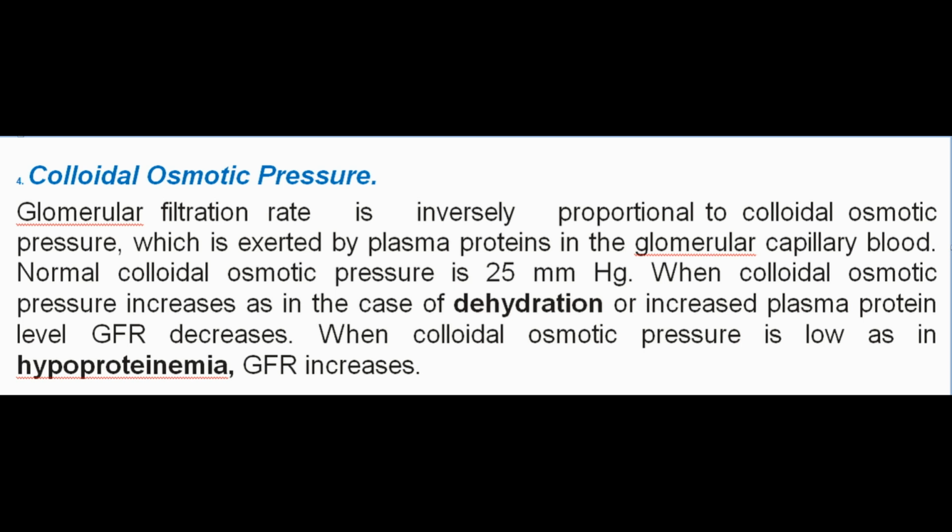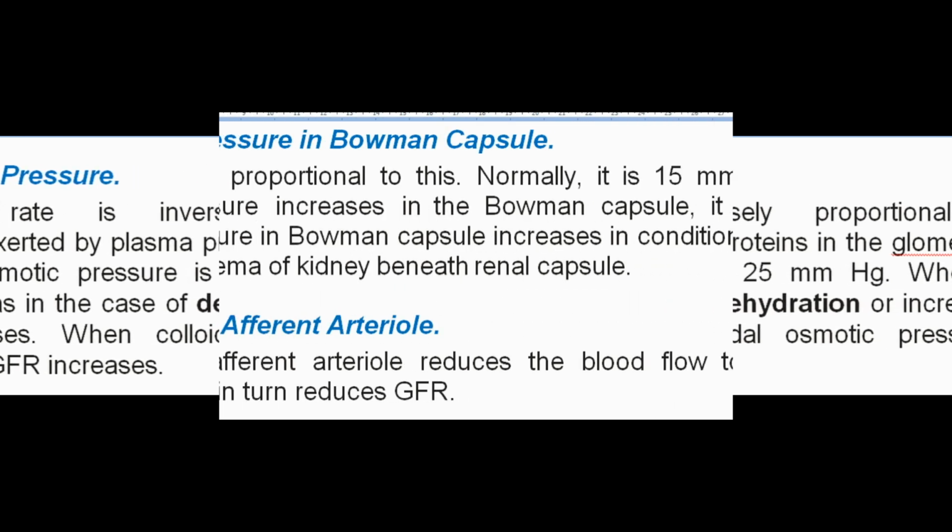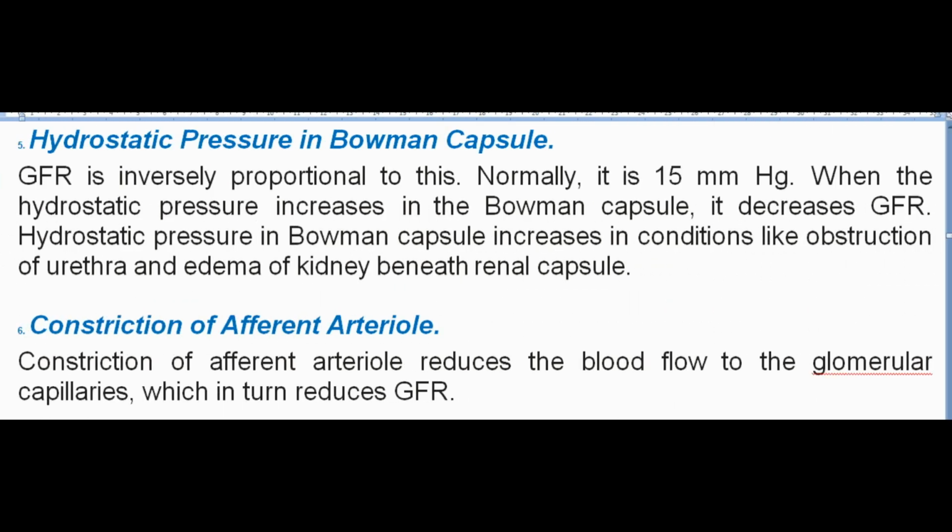Glomerular capillary pressure. Glomerular filtration rate is directly proportional to glomerular capillary pressure. Normal glomerular capillary pressure is 60 mmHg. When glomerular capillary pressure increases, the GFR also increases. Capillary pressure, in turn, depends upon the renal blood flow and arterial blood pressure.